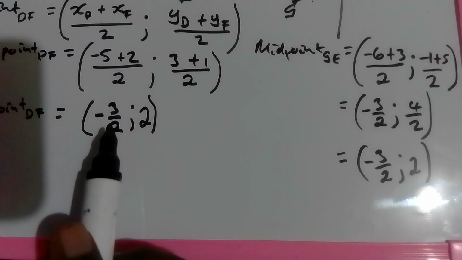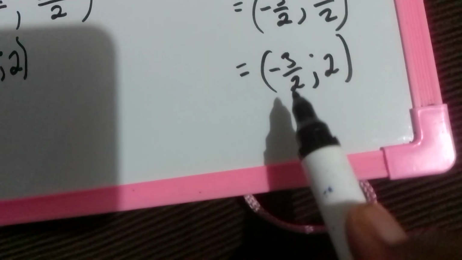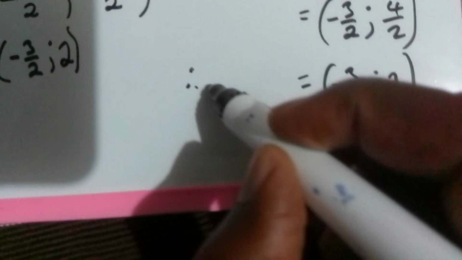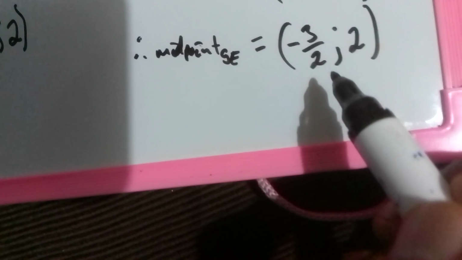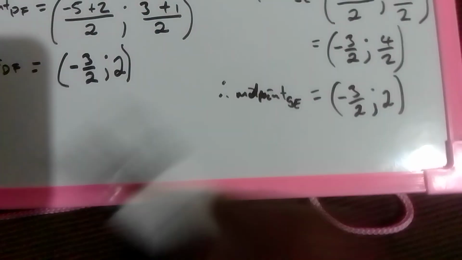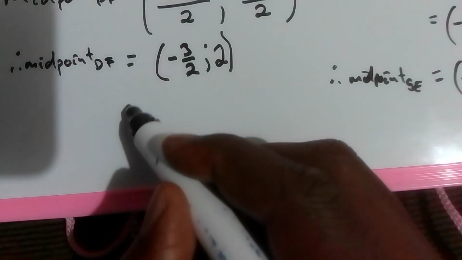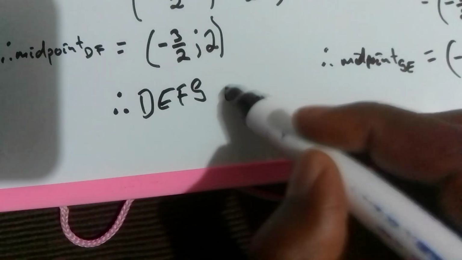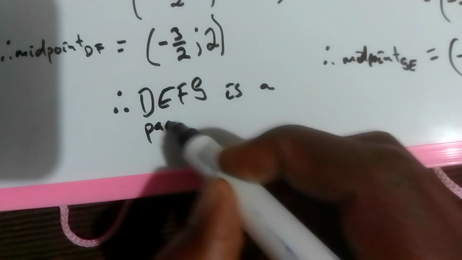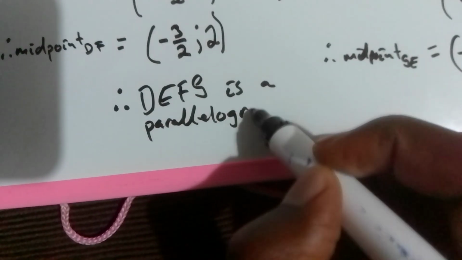Then check. Here we got negative 3 over 2 as our x-coordinate, and there we got negative 3 over 2 as our x-coordinate. They are identical. y is equal to 2, y is equal to 2. So therefore, we say our midpoint for line GE is equal to these coordinates. And since these coordinates are identical, I can conclude that DEFG is a parallelogram. And just like that, I have proven it.